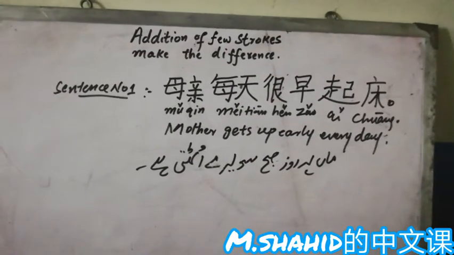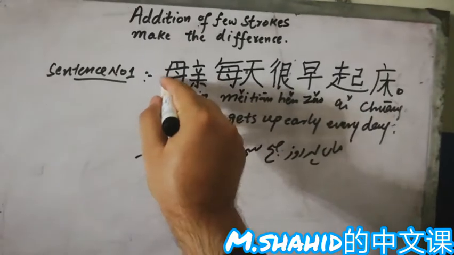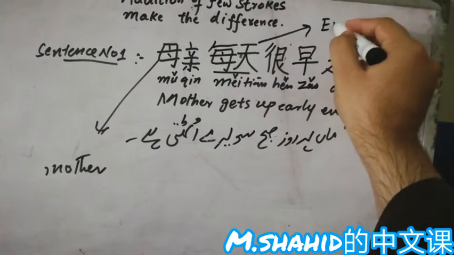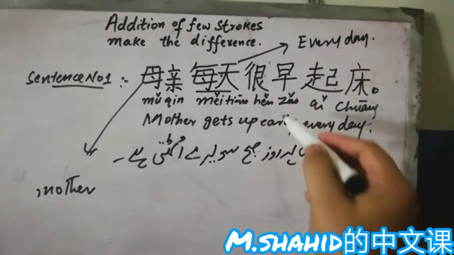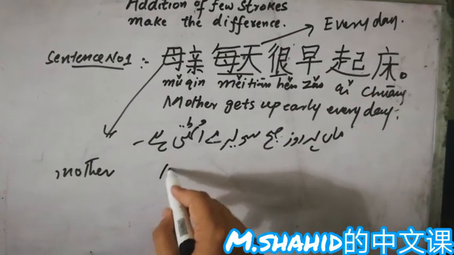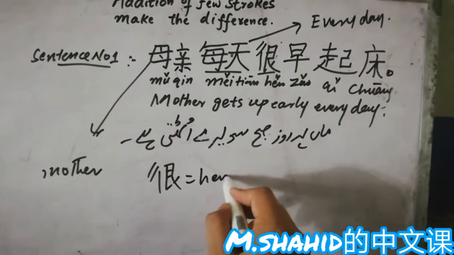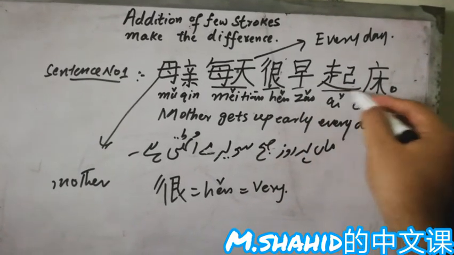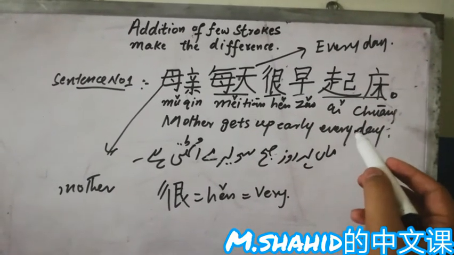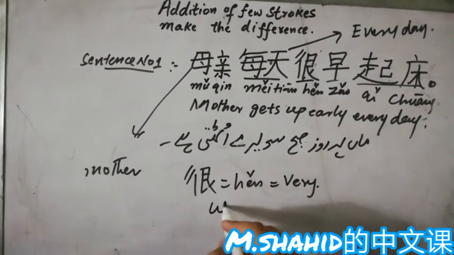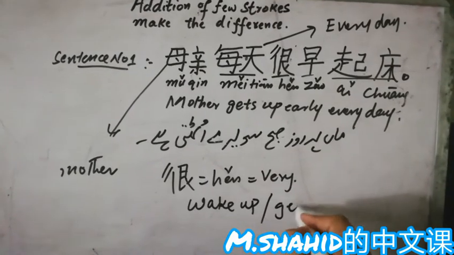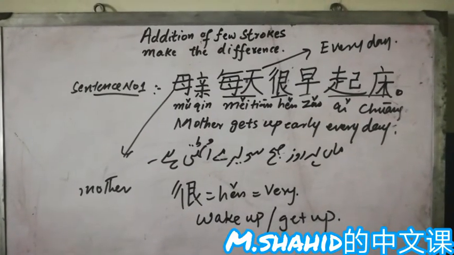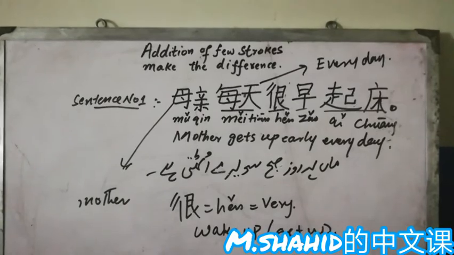Now let's break it down. Muqin is mother. Mei tian, as we know, is every day. Hen is an adverb of degree, meaning very. Zao, which we studied, means early. Qi chuang means getting out of bed, or wake up. So that's all about this sentence. Muqin mei tian hen zao qi chuang.